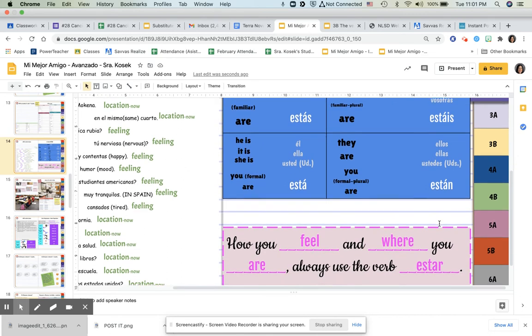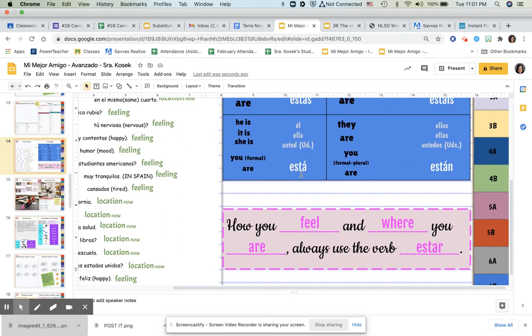And I taught you a rhyme to learn when to use estar. If you're describing a feeling, or describing where someone or something is located, you always use the verb estar. How you feel and where you are, always use the verb estar. Basically, this is supposed to be temporary things, because feelings change from moment to moment. Where you are doesn't change from moment to moment, but it can change. I could be in the classroom right now, and when the bell rings, you're going to be going to lunch. So where you are changes.